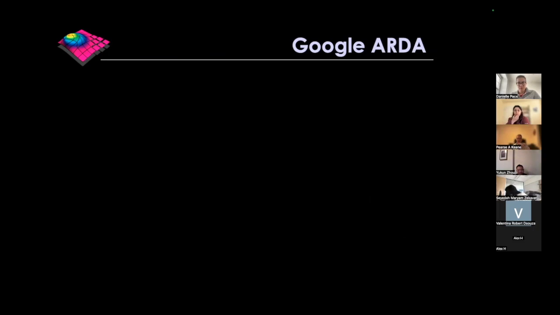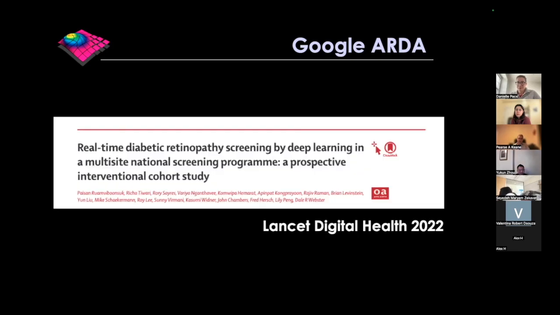Now, there's been a number of high-profile pieces of work in this space. So the Google Brain team in California developed a software called ARDA. They published it first in JAMA in 2016 for diabetic retinopathy screening, and that was one of the first examples in clinical medicine of using deep learning for a practical medical imaging task. And the nice thing is that we've seen that slowly but surely percolate into use.